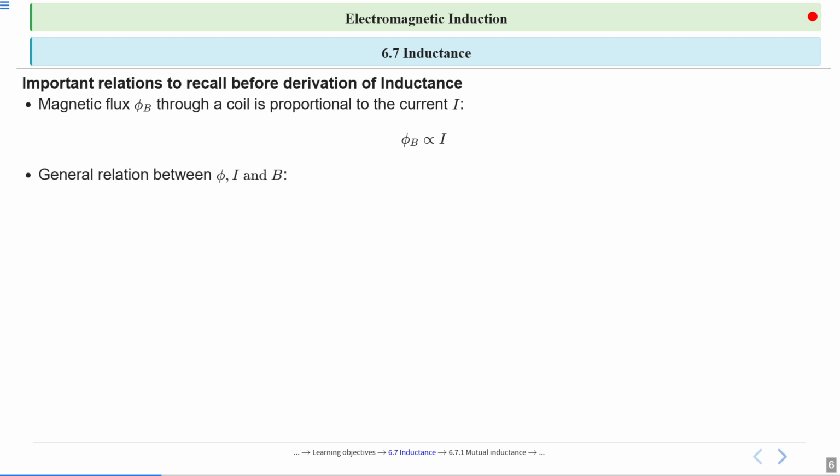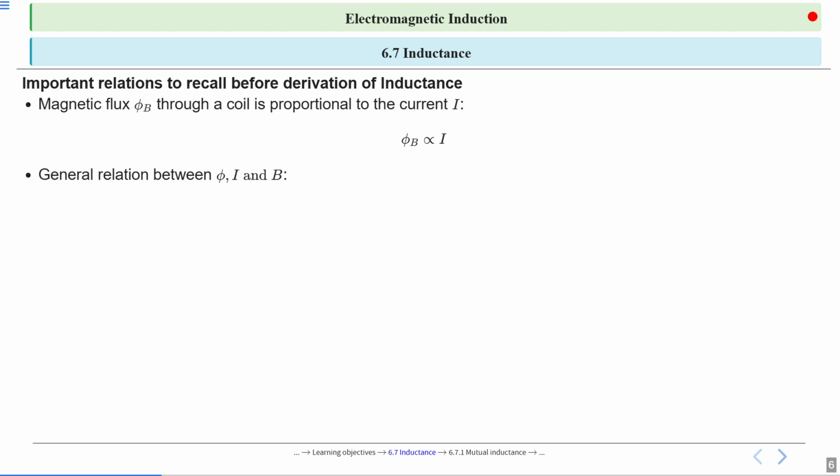The general relation between phi, I and B: we know that magnetic flux is also proportional to the magnetic field. What is the formula for flux? That is B A cos theta. So flux also depends upon the magnetic field, and the magnetic field through a coil is proportional to current.